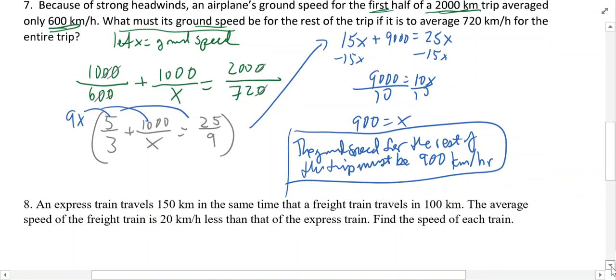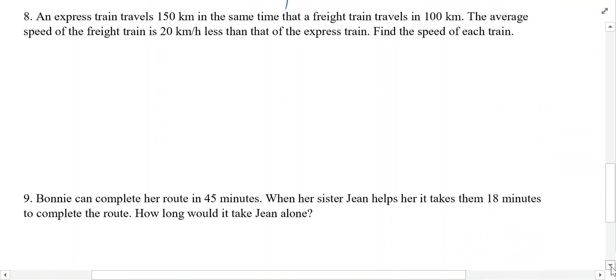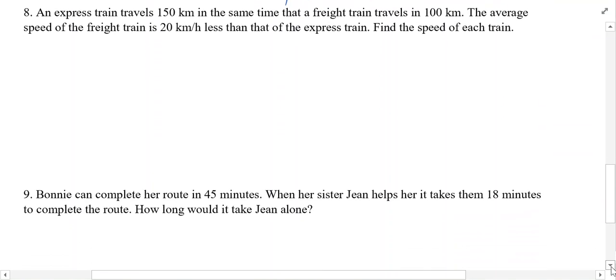Okay, so let's go ahead and take a look at this problem number 8 here. It says an express train travels 150 kilometers in the same time that a freight train travels in 100 kilometers. The average speed of the freight train is 20 kilometers less than that of the express train. Find the speed of each train. Okay, so the average speed of the freight train is 20 kilometers less than that of the express train.